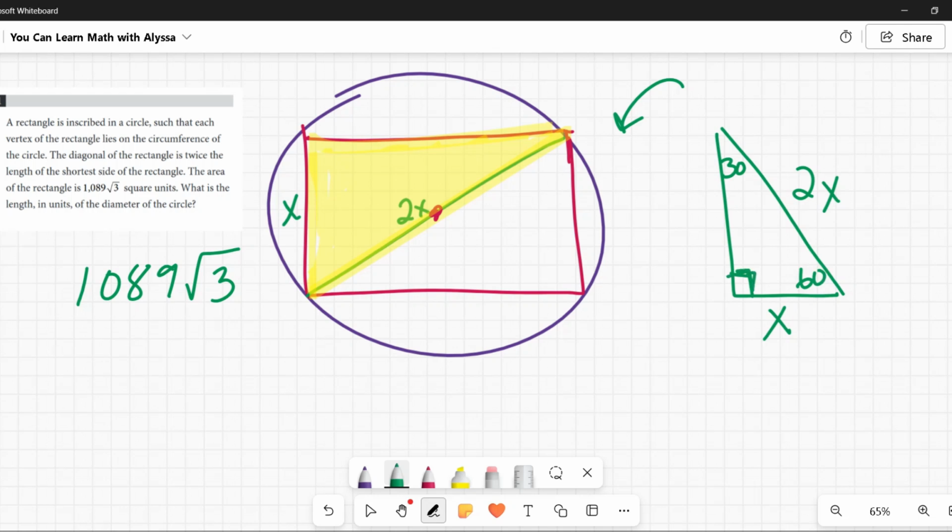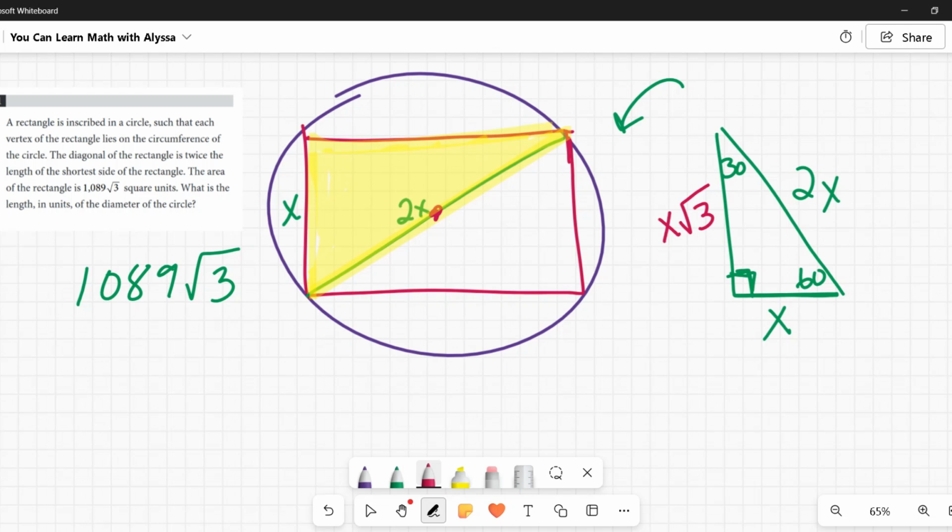And the pattern is the leg that's next to the 60 is x, the hypotenuse is 2x, and the leg adjacent to the 30 degrees is x times the square root of 3. This also is provided to you at the beginning. They give you the 45, 45, 90 and the 30, 60, 90 triangles, the reference. But if you have it in your head already, you don't have to spend the time looking it up. But if you forget it, always remember it is there for you to use.